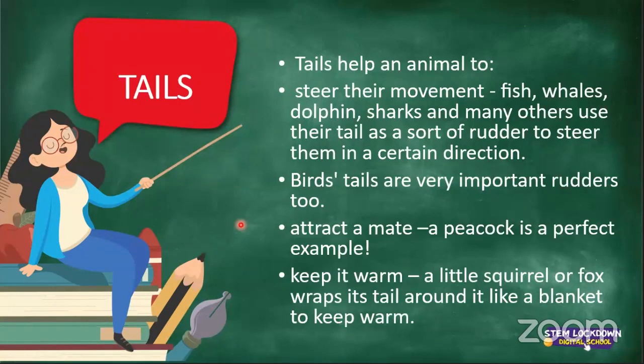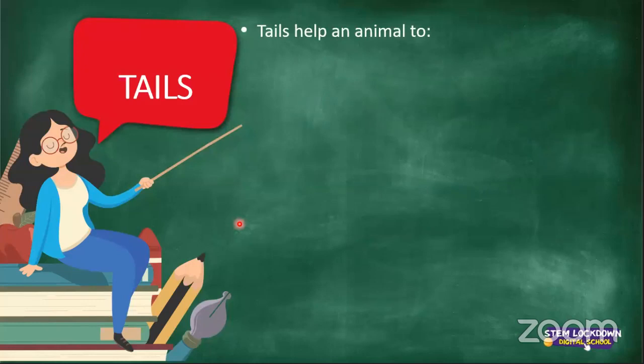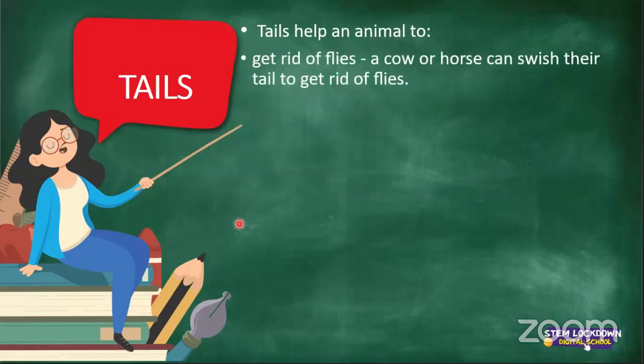Okay, I'm going to move on to the next slide. We are still speaking about tails. This is one you guys will see often. Tails can help some animals to get rid of flies, especially a cow or a horse. They swish their tails to get rid of flies, and I'm very sure you guys have seen that before.